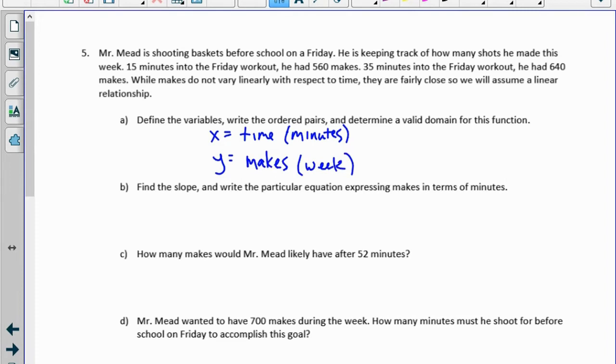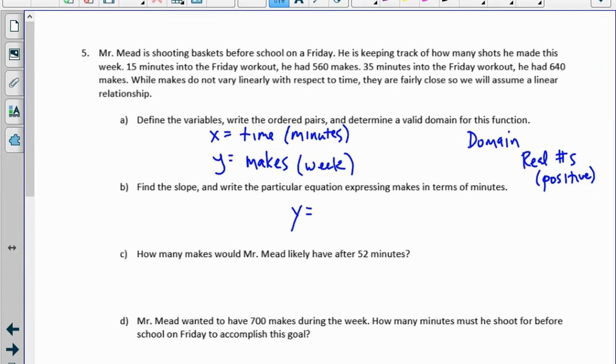The valid domain: minutes are continuous. So the domain is going to actually be the real numbers, but it's going to be positive. So we have to have positive real numbers. Find the slope and write the particular equation expressing makes in terms of minutes. And so let's write an equation.